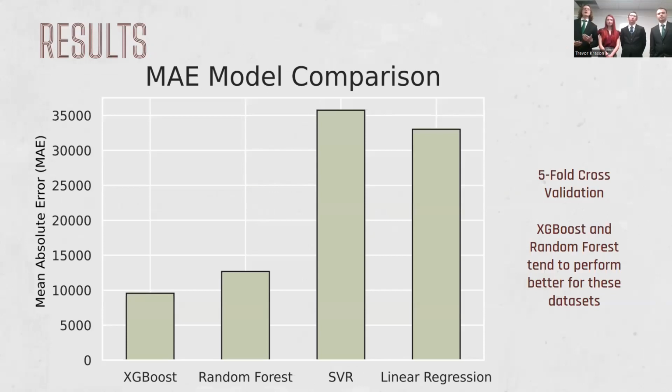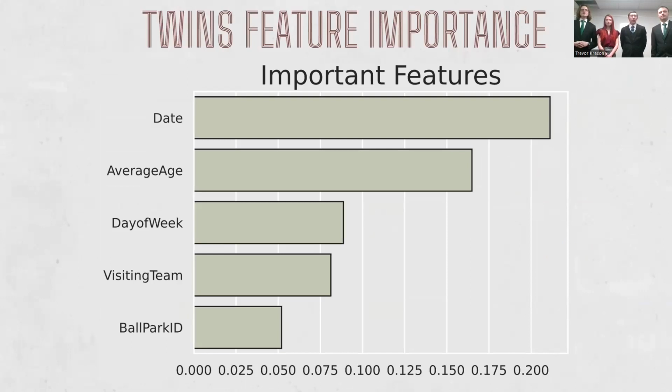And these are the results from our model looking at the mean absolute error using 5-fold cross-validation. And as you can see from the results, XGBoost and random forest tend to perform the best for this data set. So we could look at each of the different ensemble models to find the most important features, but we'll look specifically at the Twins here. And so for the Twins, the most important features: the date, so how far into the season the game was played, the average age of the team.